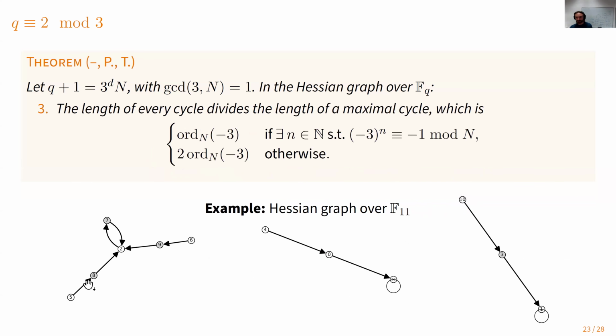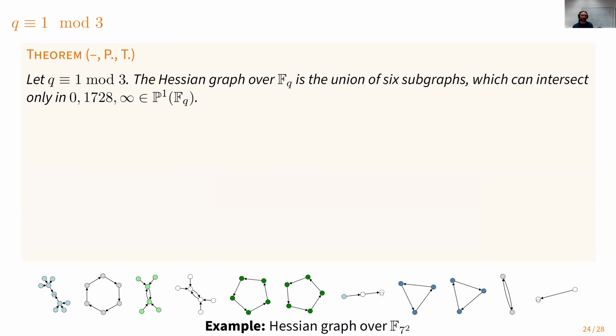Okay. So this is just to tell that we are able to say almost everything about the Hessian graph for Q equals 2 mod 3, and it's extremely regular, meaning that the depth is constant throughout the graph. The situation is slightly less nice for Q equals 1 mod 3, but if you add colors, it's nice again. So the graph is obtained as the union of 6 subgraphs. Okay, there are some intersections, as you can see from the picture.